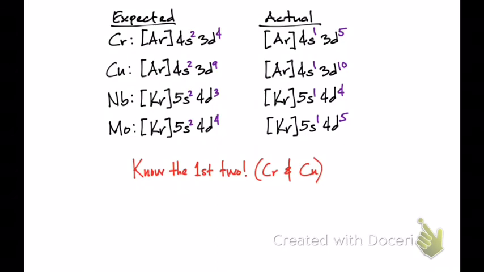So for the first test, make sure that you know at least the first two. You have to remember that chromium and copper are the two elements in the periodic table that don't follow the Aufbau principle, that they have a different electron configuration compared to the expected electron configuration.